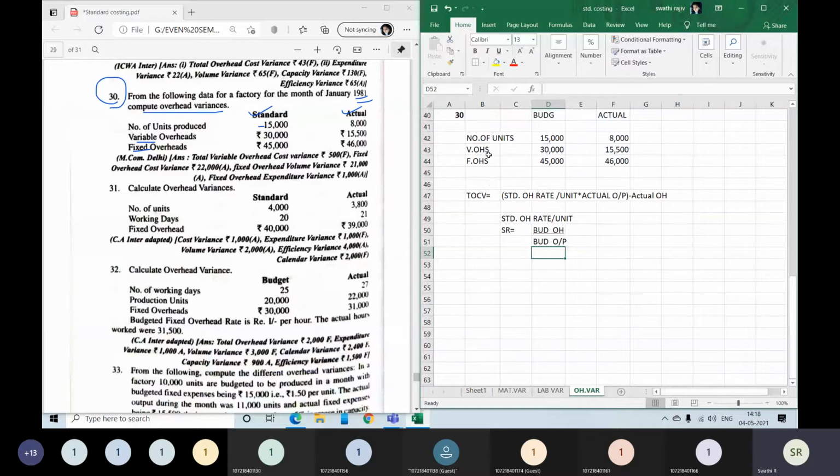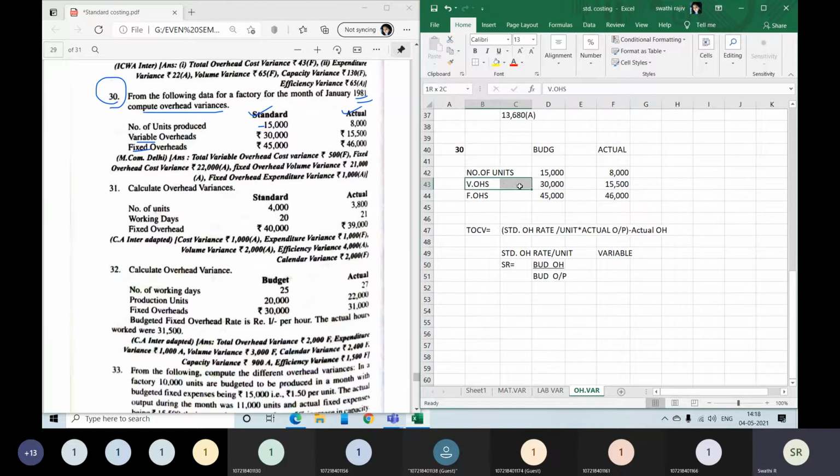Whenever you are given variable and fixed overhead, find out the standard overhead rate per unit of both. First find for what is given in the question first, variable. So if you're finding for variable, how will your equation be? What is your budgeted overhead for variable overhead? 30,000. 30,000 divided by what is your budgeted output? Budgeted output is the same for both.